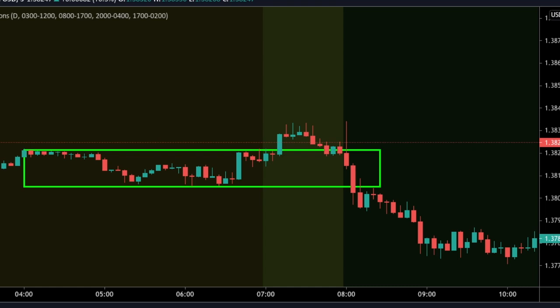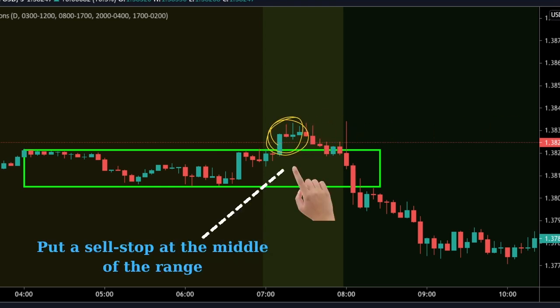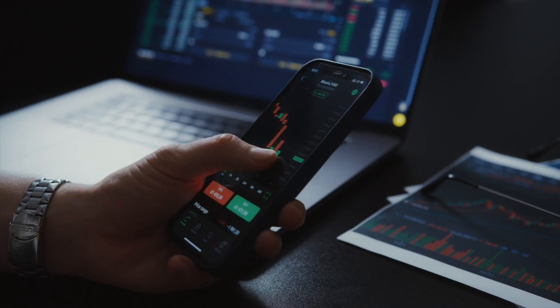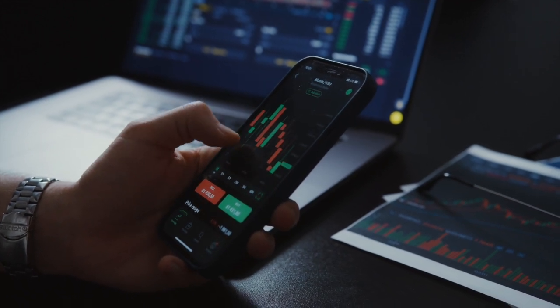In a short setup, we will wait until a candle closes above the range. And as soon as it does, we will put a sell stop order at the middle of the range. Just like the long setup, the stop loss will be just a little bit above the range. And the risk-reward ratio will be 2. I hope that you understood the alternative London breakout strategies better.